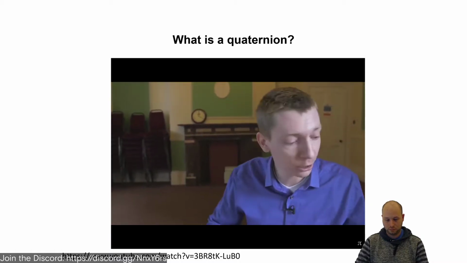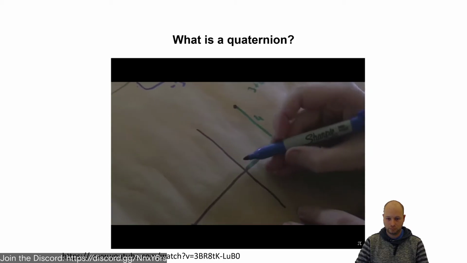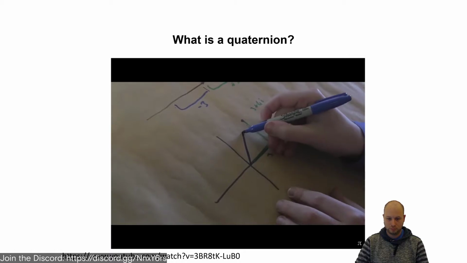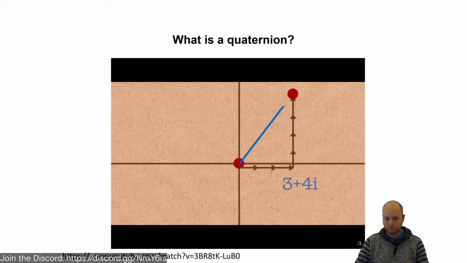Or alternatively, I could look at it this way. I could travel 3 across and 4 up. Or I could rotate myself to this angle here and move along this diagonal line. And that would be 3 + 4i as well. You could use the same instructions to make that point. That's how you travel in 2 dimensions.